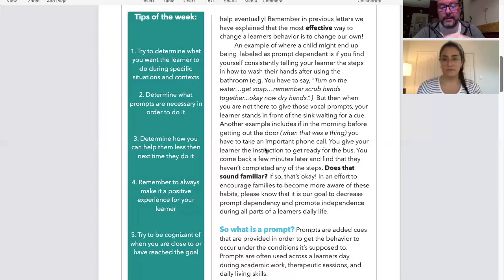And try to be cognizant of when you're close to reaching that particular goal. Remember, it might not happen in one session, and that's okay. That's what life is. Life is these small systematic steps where we're helping and we're not helping. So try to be as cognizant as possible. I'm checking my prompt now, and it's time for me to go.